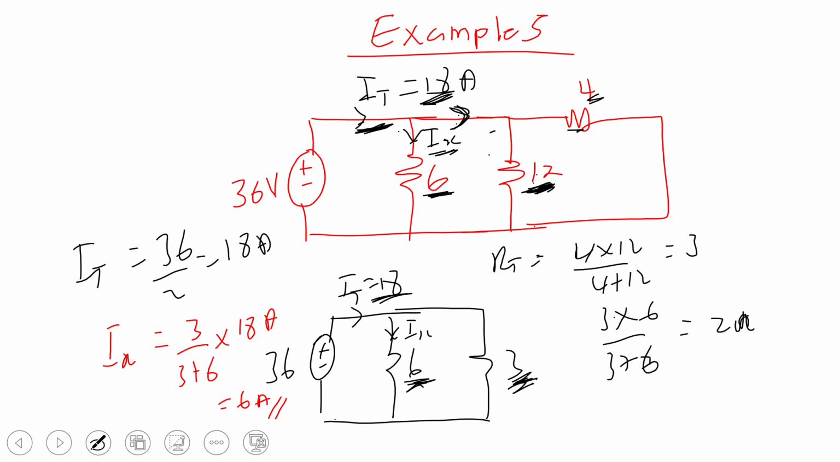So simply, we are done with the concept of the current division rule. I know this question makes us understand very well that two things in parallel, and I should know the total current coming to them. So it's not just things in parallel, only two things in parallel and the total current.